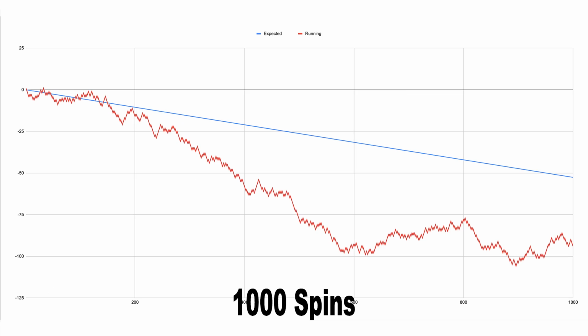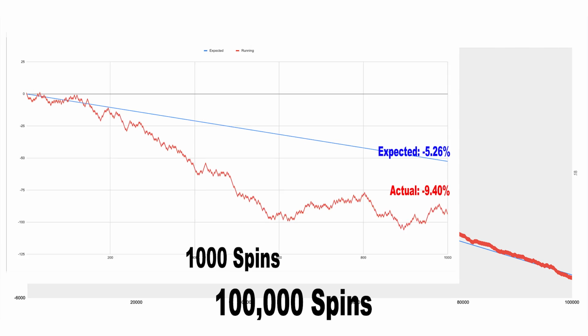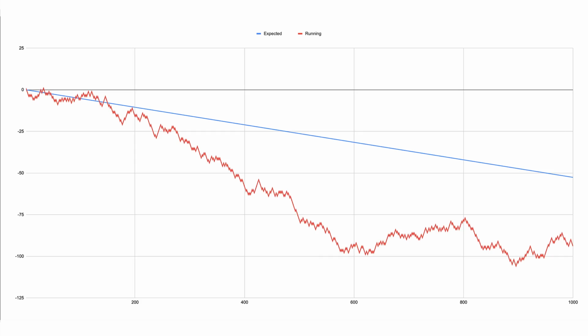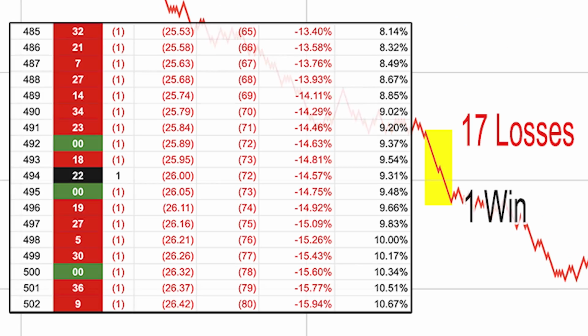Just take a look at this graph of me betting black in roulette. We see a little fluctuation around the expected result, but as we perform more and more trials, the actual results start to converge toward the expected result. With this specific bet, there's not a lot of deviation from the expected result line, because you have a 47.4% chance of winning and a 52.6% chance of losing. That's nearly a coin flip.